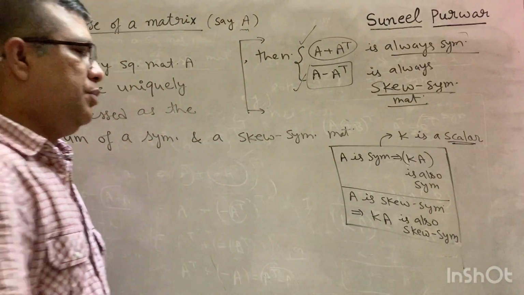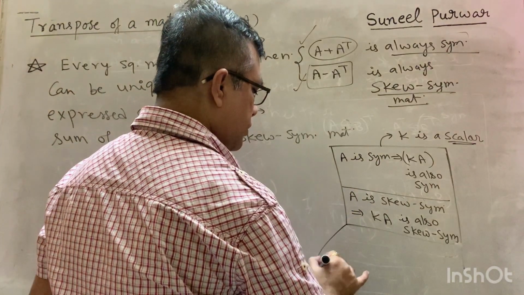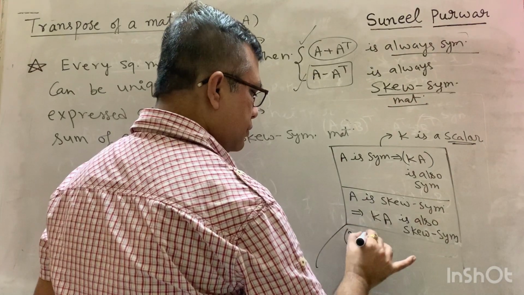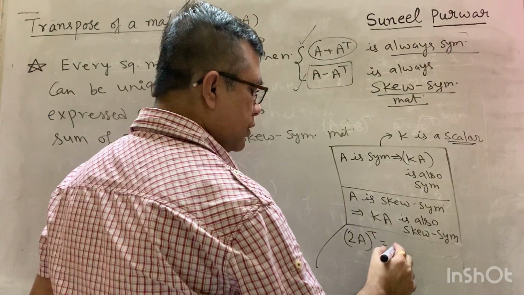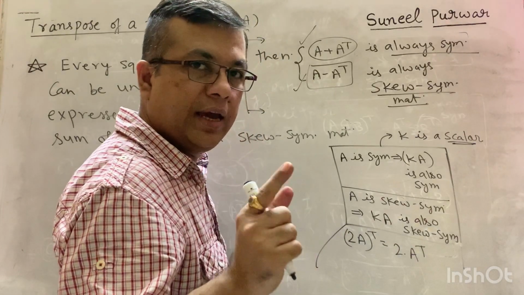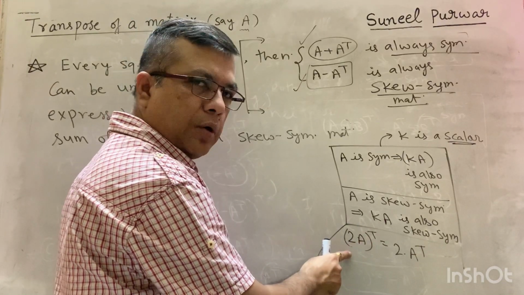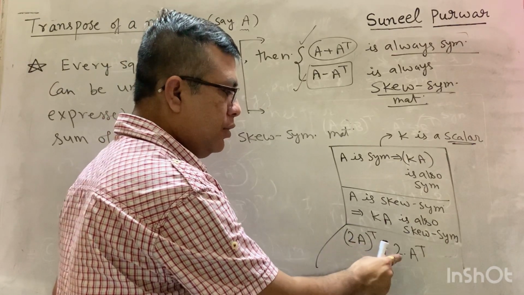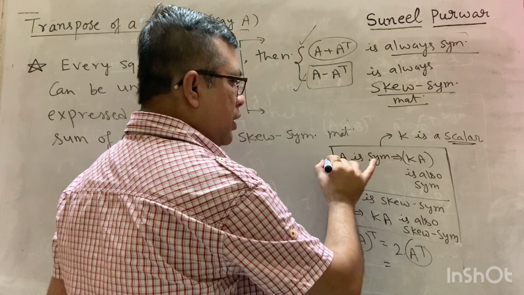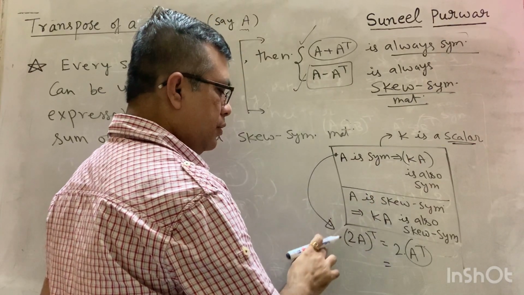ठीक है, ये प्रॉपर्टी अभी वैसे भी यूज करी थी, थोड़ा सा अगर ध्यान हो तो. जैसे कि मान लो 2A को ले लेते हैं. 2A का ट्रांसपोज फाइंड करो. 2A का ट्रांसपोज क्या हो जाएगा, 2 इंटू A ट्रांसपोज. ध्यान है ना, वो K प्रॉपर्टी, ट्रांसपोज ऑफ Ka इक्वल टू K टाइम्स A ट्रांसपोज. और ध्यान है अभी A मान लो स्क्यू सिमेट्रिक है, ये पहले वाला का प्रूव कर रहा हूं मैं. ओके, आई एम प्रूविंग द फर्स्ट प्रॉपर्टी.